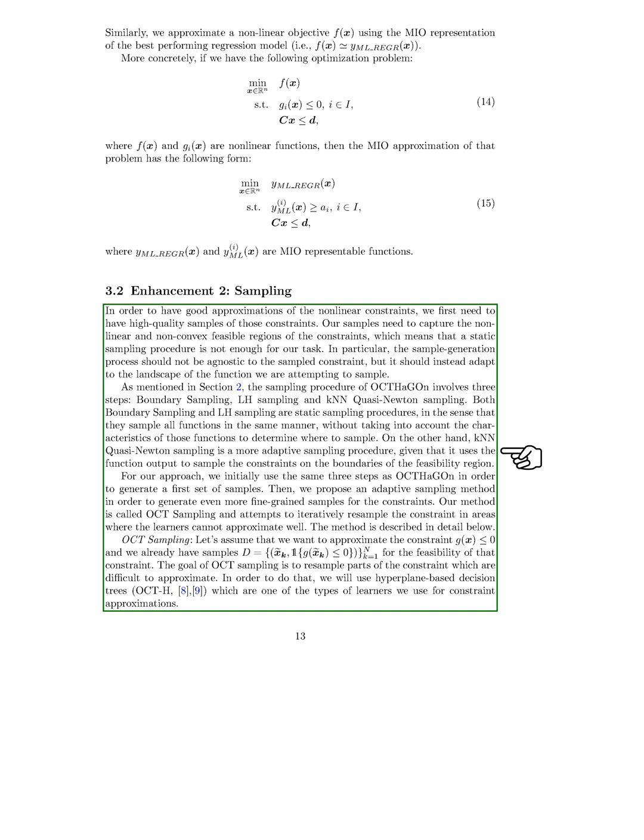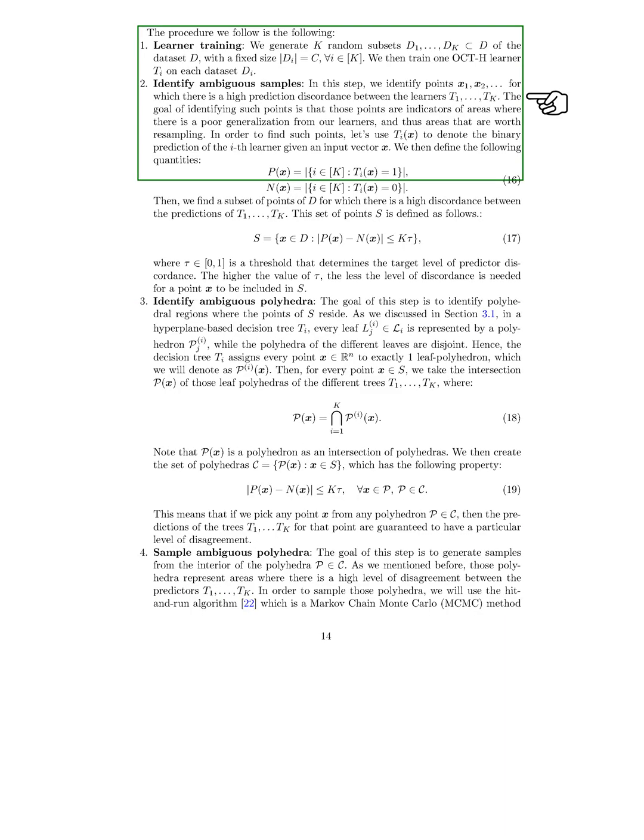First, let's say we're trying to approximate a certain constraint, and we already have some samples for the feasibility of that constraint. The goal of October sampling is to resample parts of the constraint that are hard to approximate. To do this, we use hyperplane-based decision trees, which are one type of learner we use for constraint approximations. We start by training a learner on random subsets of the dataset. Then, we identify samples where there's a high level of disagreement between the predictions of the learners. These samples indicate areas where our learners aren't generalizing well, and are therefore worth resampling.